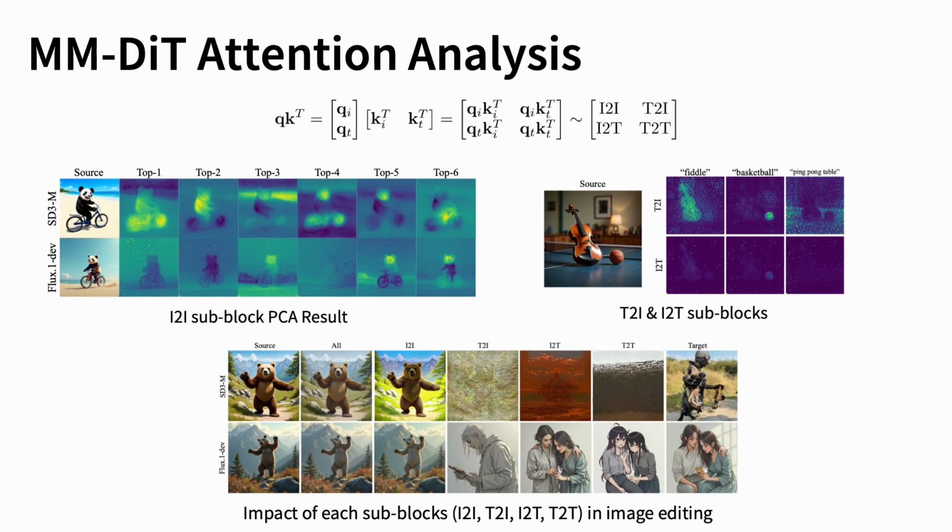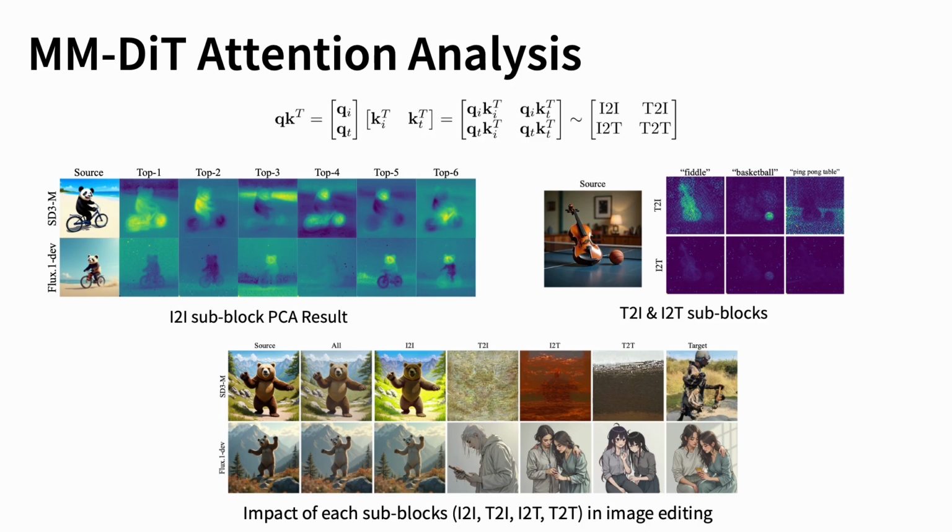The I to I block resembles self-attention in UNets, capturing the spatial layout and geometry of the image. T to I and I to T blocks are where text and image modalities are fused. These blocks are important since we can derive each text component's effect in the image, potentially using it for obtaining attention masks. Amongst these two, we find the T to I block to provide cleaner attention maps than the I to T block.